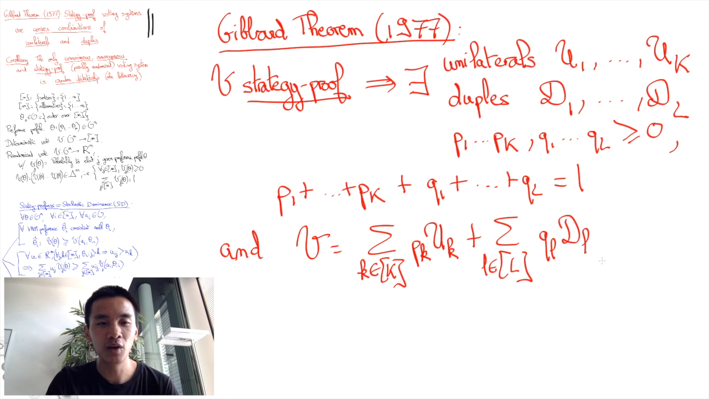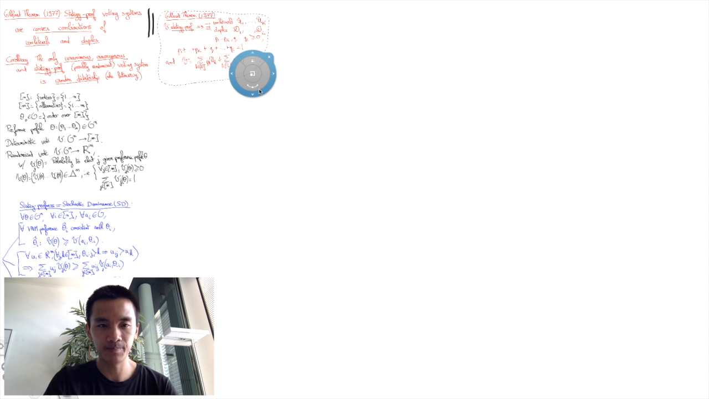Now, there's an easy corollary of this theorem, which is the equivalence that I stated earlier, namely V is strategy proof if and only if there are strategy proof unilaterals U1 until UK and strategy proof dupoles D1 until DL, as well as probabilities P1 until PK and Q1 until QL, such that the sum of PK plus the sum of QL is equal to 1, and V is equal to the sum of the PK UK and the sum of the QL DL.